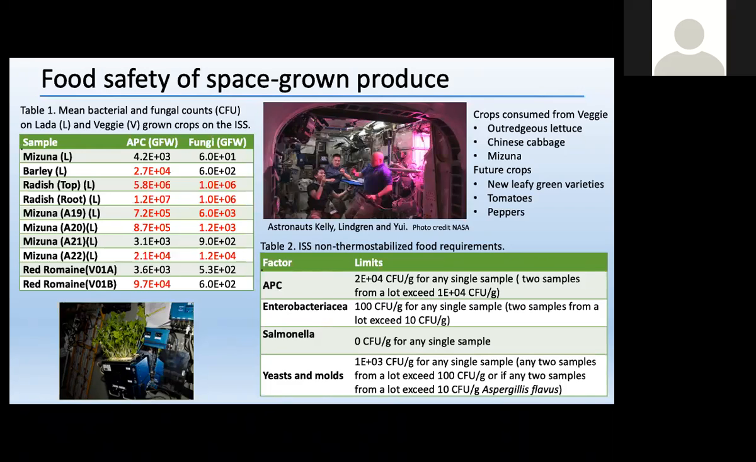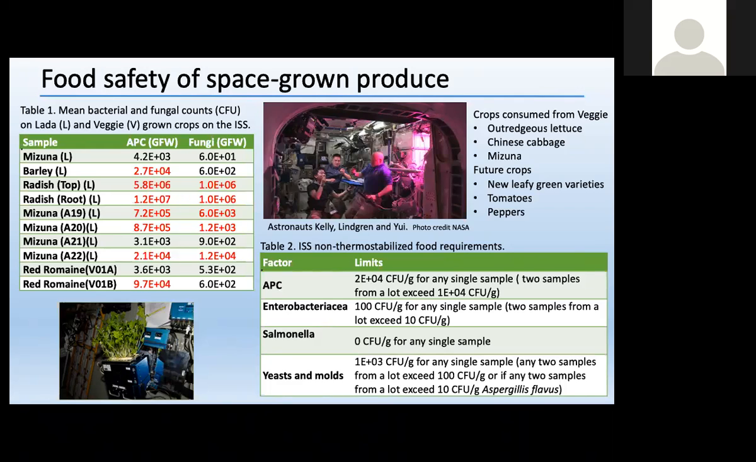So Table 1 shows the bacterial and fungal counts from these older harvests from Lada and some of the first Veggie red romaine lettuce. And you can see the numbers highlighted in red exceed what we loosely use as a guide. And these are the NASA standards for non-thermostabilized food requirements. So what has become quite obvious is that these standards are not really applicable for produce.